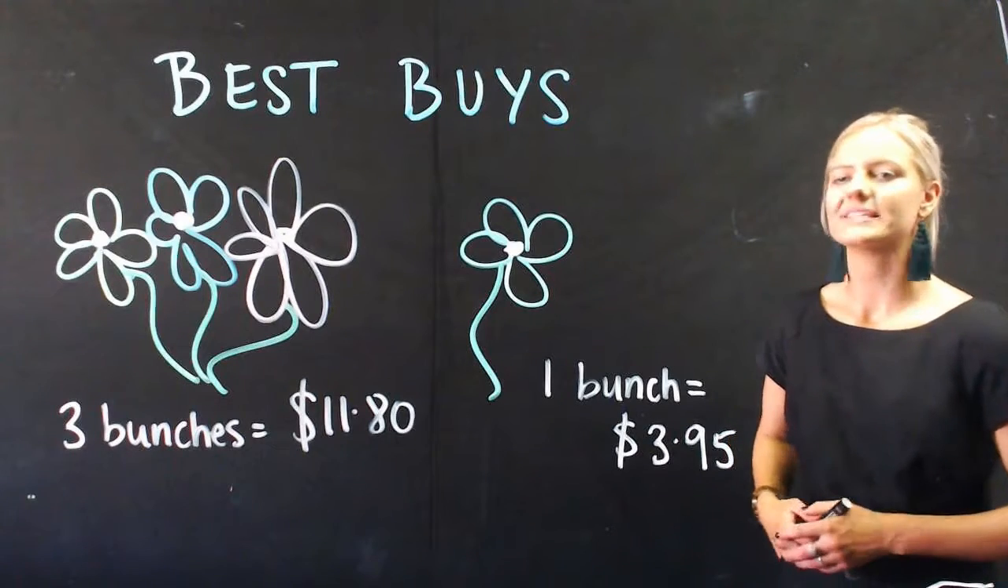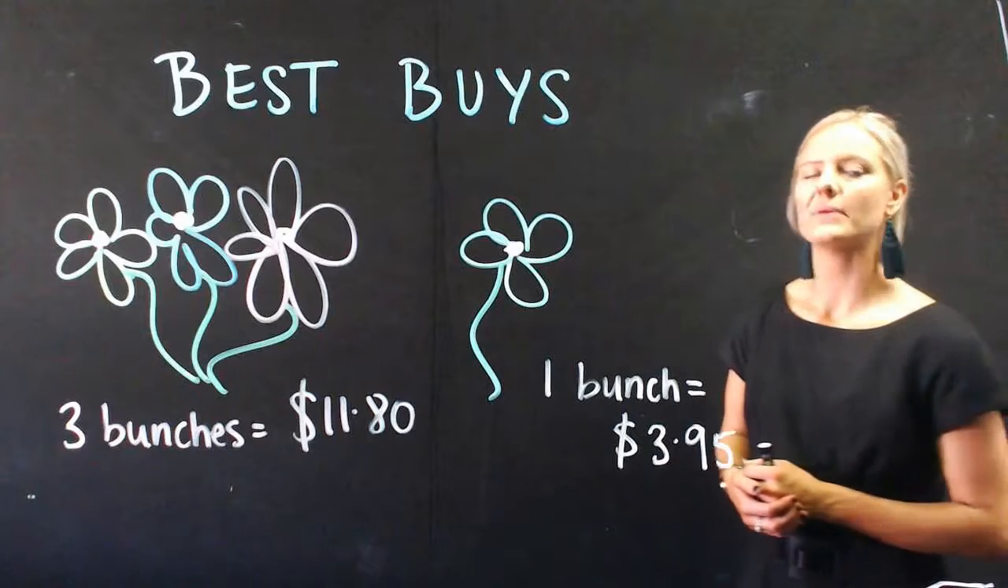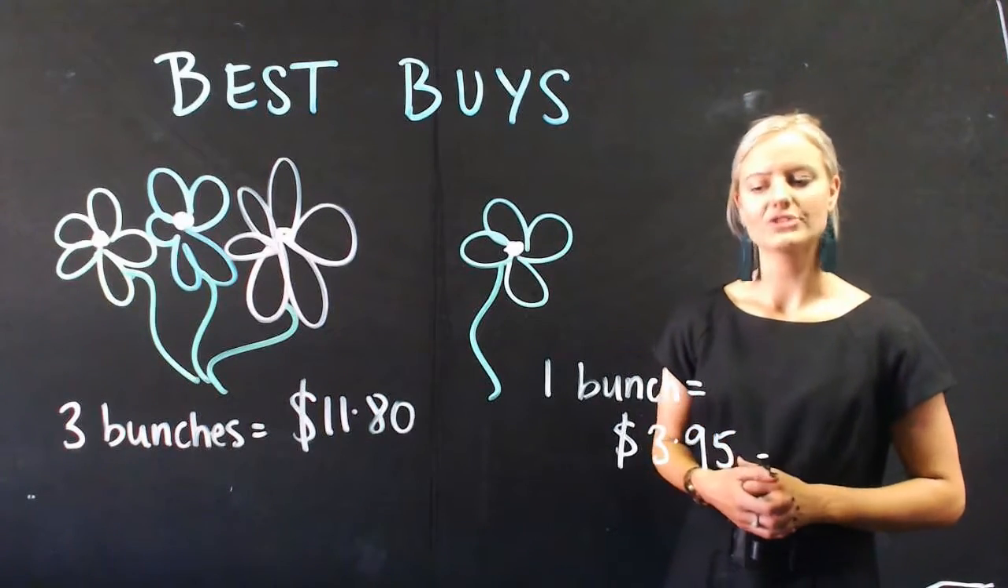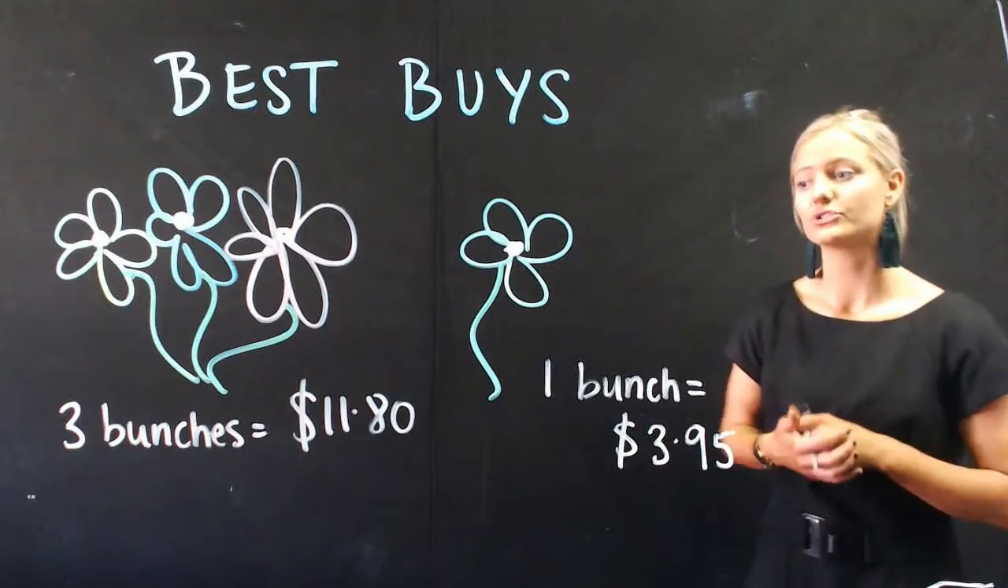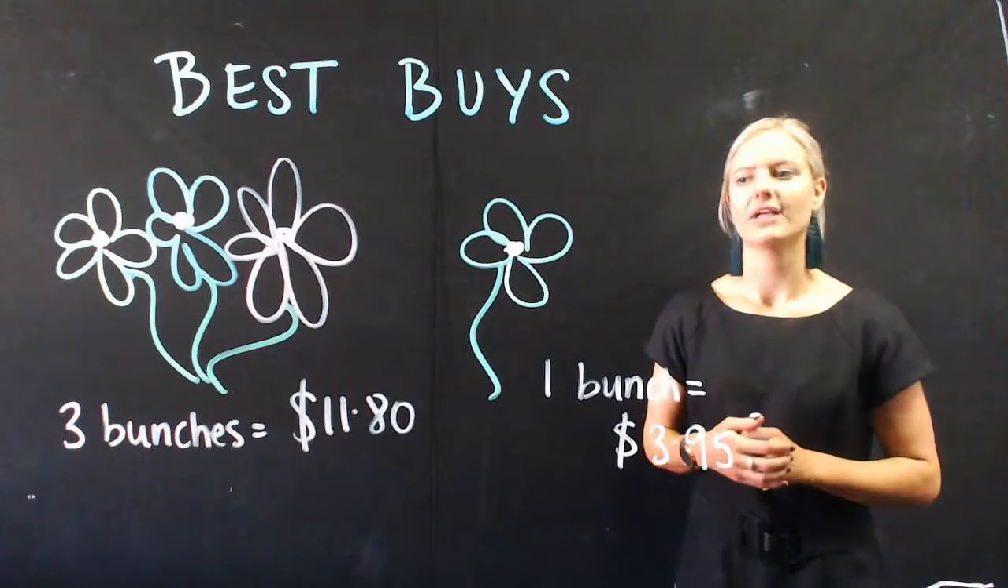So this video is on best buys, knowing how to get your best value for money. An example would be there's 3 bunches of flowers for $11.80, or you could buy 1 bunch for $3.95. Which option should you purchase? Which option would be cheaper per bunch of flowers?